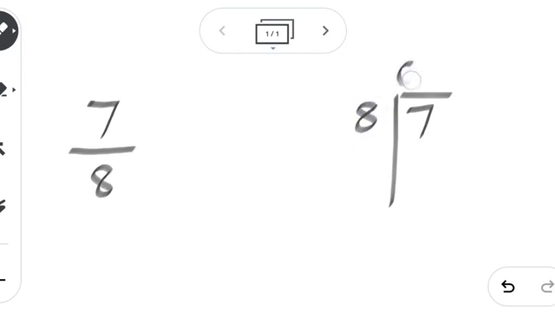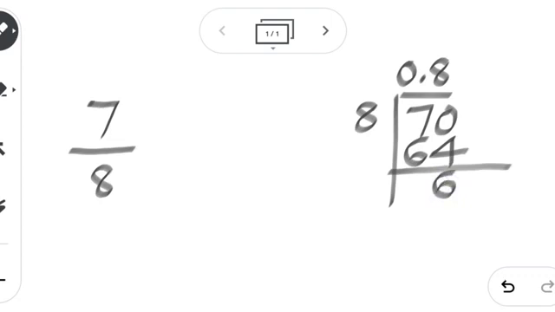How many 8s are there in 7? There is no 7, so 0. And put the point, add the 0. So now 70 by 8. How many 8s are there in 70? We have 8 into 8, 64. Then subtract 70 minus 64 equal to 6.